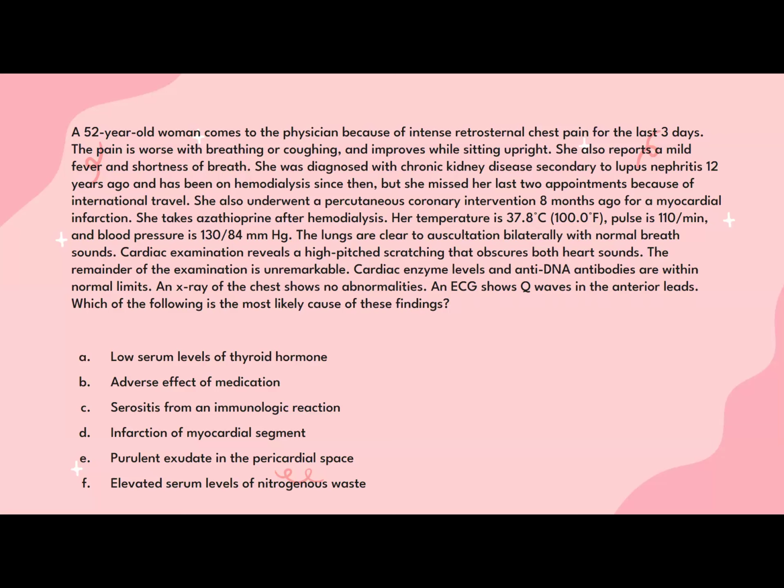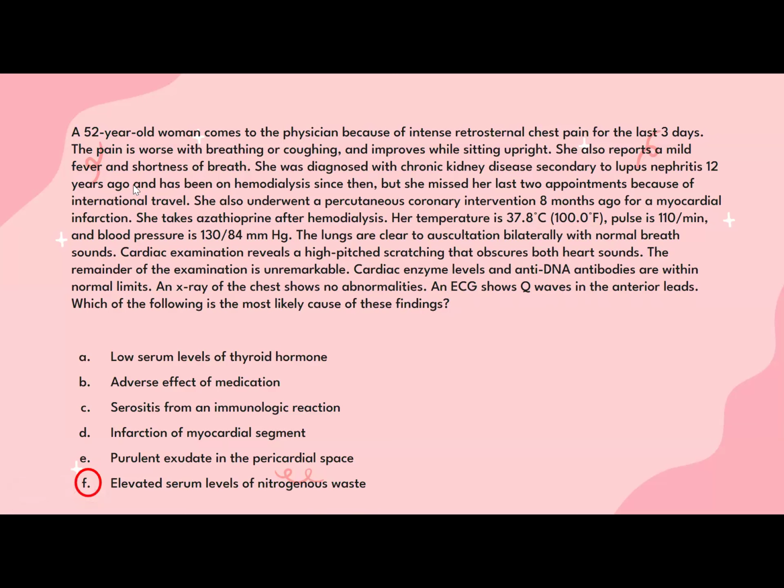Cardiac enzyme levels are normal. Anti-DNA antibodies are within normal limits. X-ray shows nothing. The ECG shows Q waves. Which of the following is the most likely cause of these findings? Okay, somebody said F. Oh, yeah, you're right. It is F. Elevated serum levels of nitrogenous waste. So first of all, what do you think is happening in this question?